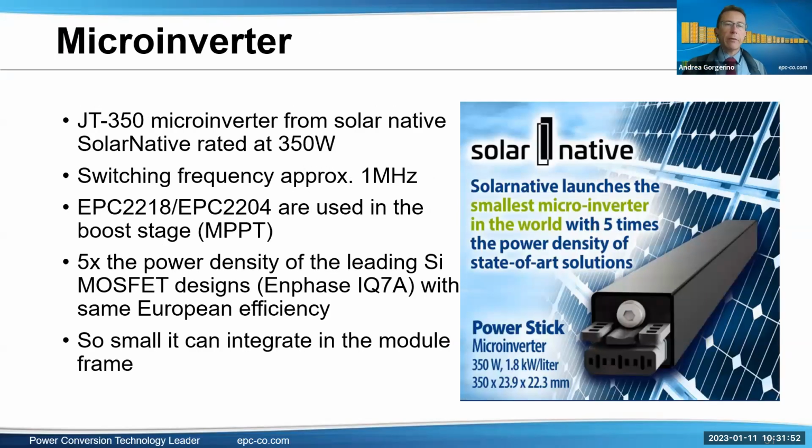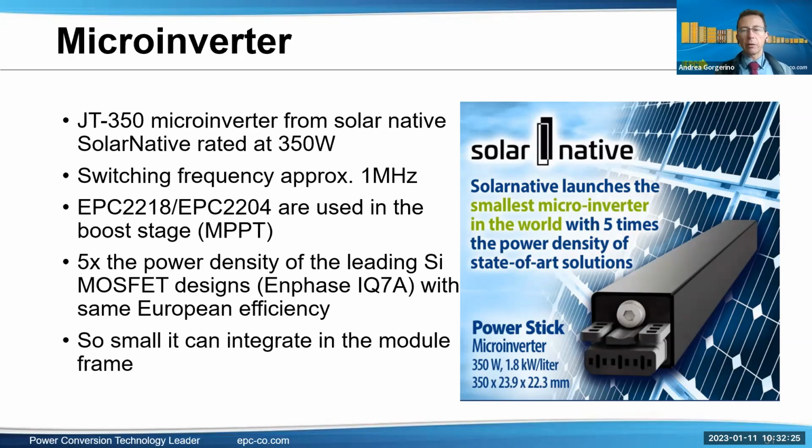The next example I have is the microinverter. This is a Solar Native JT350. It is rated at 350 watts. In this case, Solar Native utilized the 2218 and 2204 in the boost stage for the MPP stage of the microinverter, switching at 1 megahertz. Overall, they were able to achieve 5 times the power density of the silicon MOSFET design, which would be the Enphase IQ7A, with the same European efficiency.